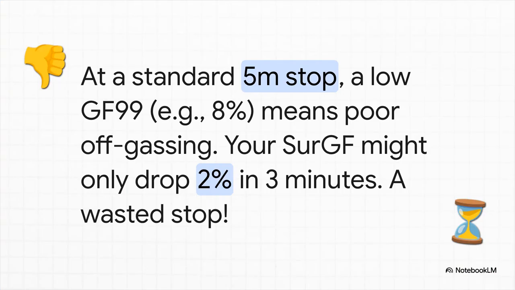So let's talk about the good old safety stop. We all do it, right? 3 minutes at 5 meters. But is it always effective? Here's a super common problem. You get to your 5-meter stop, you're hanging out, and you look down at your computer. Your GF99, your off-gassing speedometer, is sitting at a measly 8%. That's really inefficient. You wait there for 3 minutes, and your actual safety margin, your SurGF, has only dropped by 2%. You've pretty much just wasted 3 minutes of air.